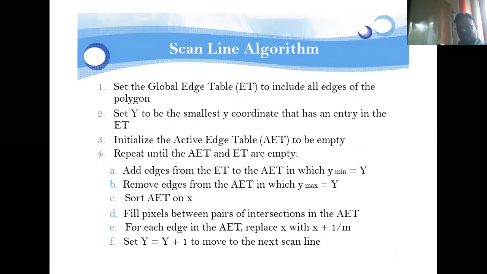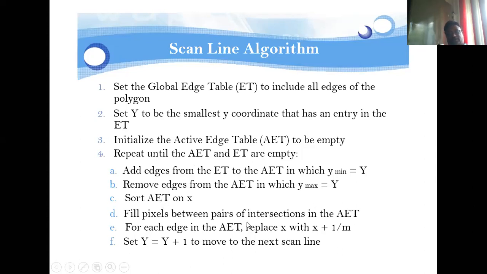So what are the things you have to consider here? First of all, the algorithm starts: set up the global edge table. Okay, that we already said. Then the active edge table: add the edges from the ET, the edge table. In the active edge table, for y min to y, remove edges from the active edge table in which y max is equal to y. Okay, and sort the AET as per the intersection.